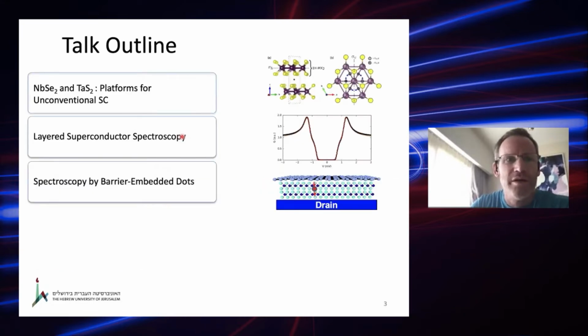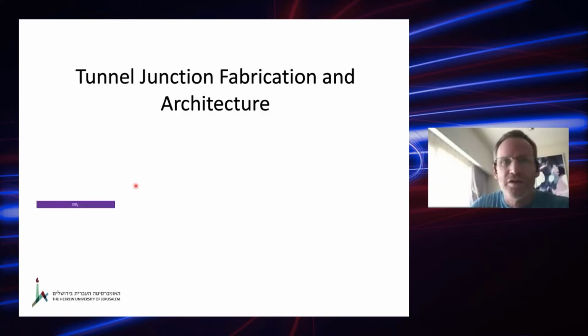Good. So the outline of my talk, I'm going to talk about niobium diselenide and tantalum sulfide as platforms for unconventional superconductivity. I'm going to show results from our experiments on layered superconducting spectroscopy. And at the end of my talk, I'm going to show how we carry out the same spectroscopy using barrier dots, barrier defects, which function as energy tunable quantum dots. So first of all, let's look at our experimental architecture.